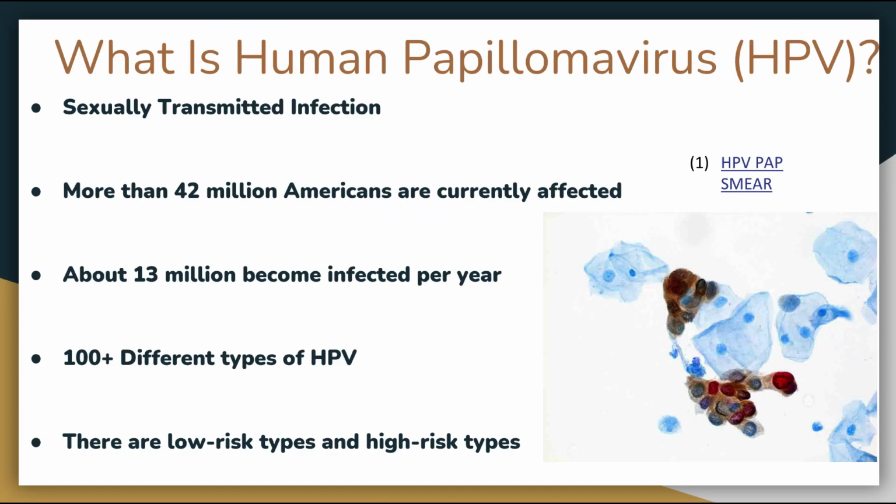What is HPV? HPV is a sexually transmitted infection with more than 42 million Americans currently affected. About 13 million become infected every year, and there are over 100 different types of HPV. There are also low-risk types and high-risk types. Some examples of high-risk types would be HPV 16 and HPV 18. Some examples of low-risk types would be HPV 6, HPV 11, HPV 42, HPV 43, and HPV 44.